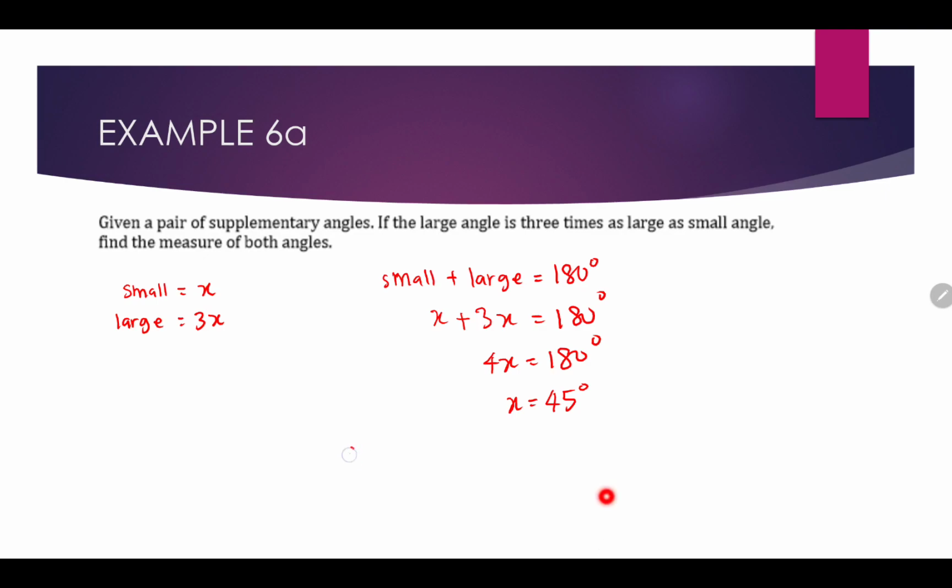Okay, therefore the small angle is 45 degrees and the large angle is 3 times. Okay, equals 135 degrees. Okay, can you understand this working solution? Okay, if yes, let's proceed with example 6B.